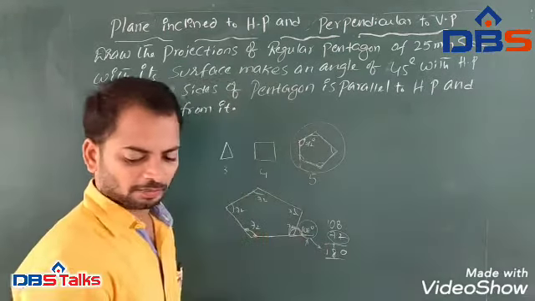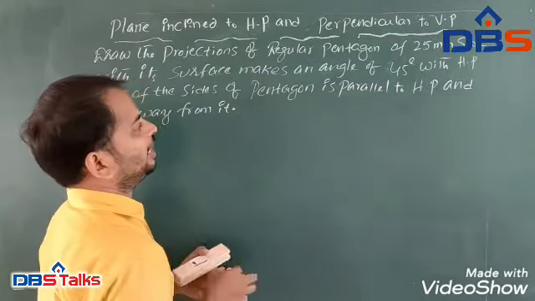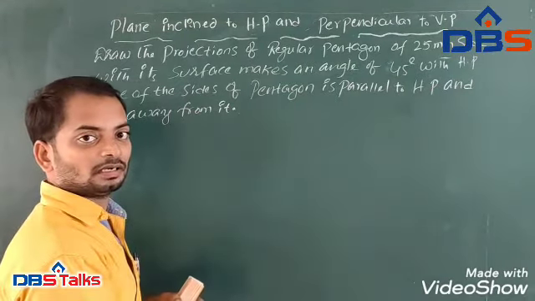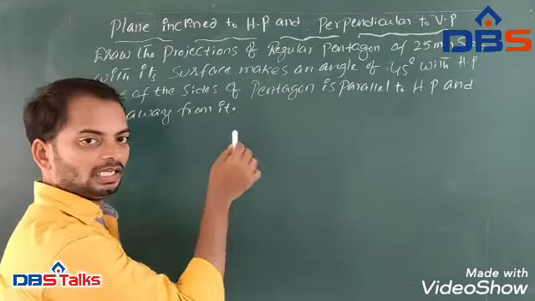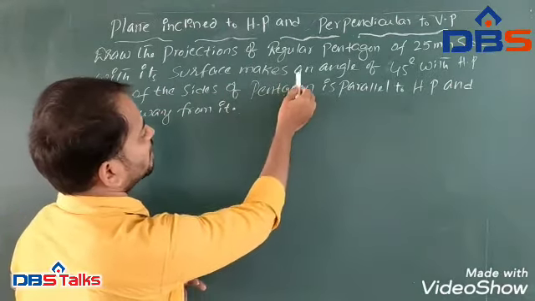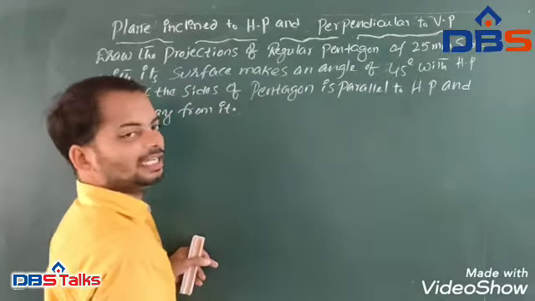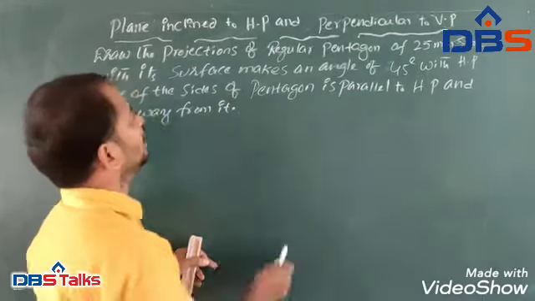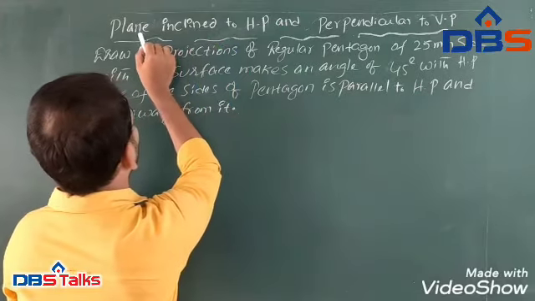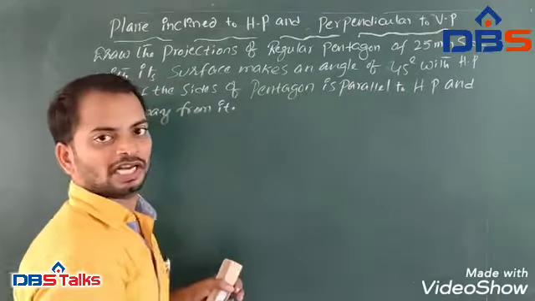Then coming to the problem, it is a regular pentagon of side 25 mm. The side of each length in the pentagon is 25. Its surface makes an angle of 45 degrees to HP. The surface angle is 45 degrees, that is the inclination with HP. So here the method we are solving is a plane inclined to HP.